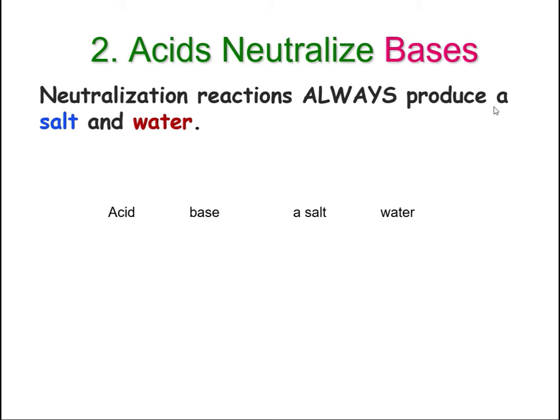Second thing they do is acids neutralize bases. So if I take an acid like HCl and react it with a base like sodium hydroxide, they're going to neutralize one another. That means if something is really acidic and you mix it with something that's very basic, they're opposites of one another. They're going to neutralize or come somewhere in the middle, making just salt and water. And that salt does not have to be sodium chloride. It can be any salt. A salt is any ionic compound.